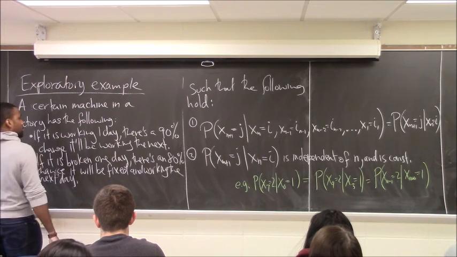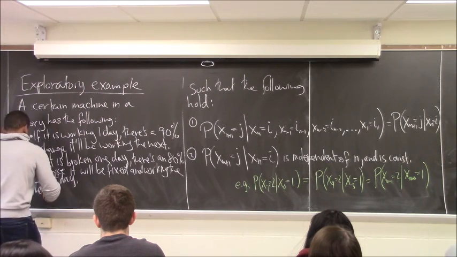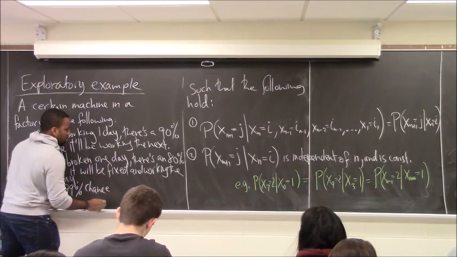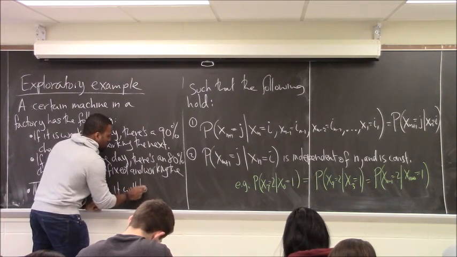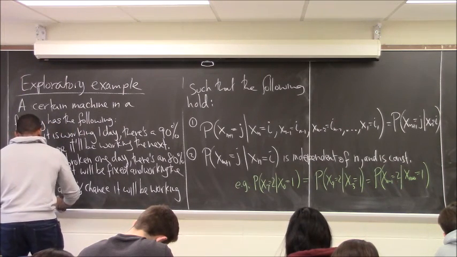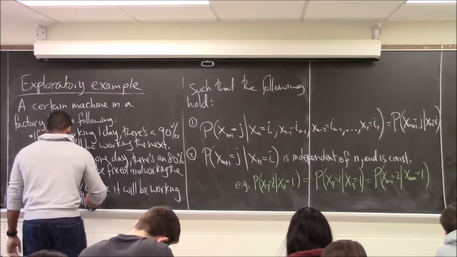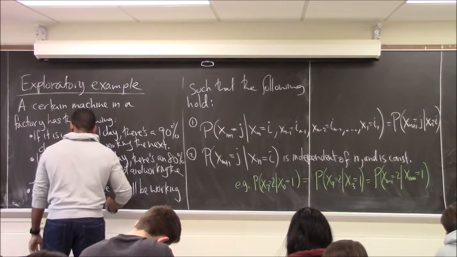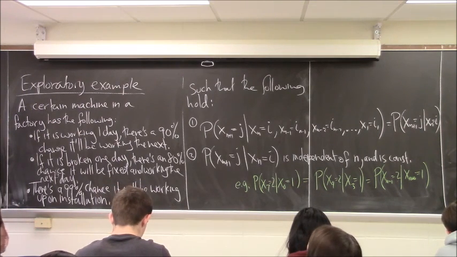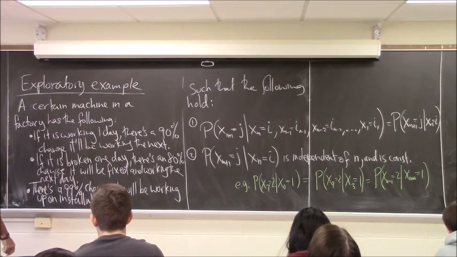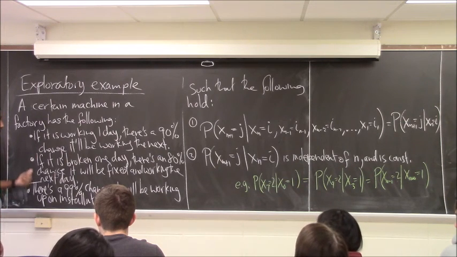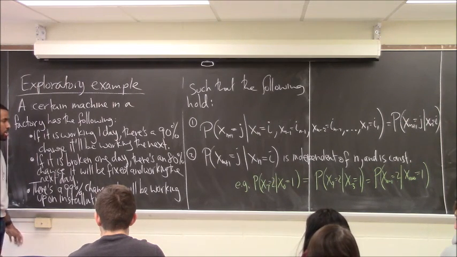And there's a 99% chance it will be working upon installation. Right, so usually if you order one of these new machines, the guy who installs it knows what he's doing. 99% of the time he comes, he sets up the machine, and it'll be functional. Okay? Now once you have that machine up and running, if it's working at the end of one day, 90% chance it's working the next. And if it's not working at the end of one day, 80% chance by the time you come in the next day it's going to be fixed.